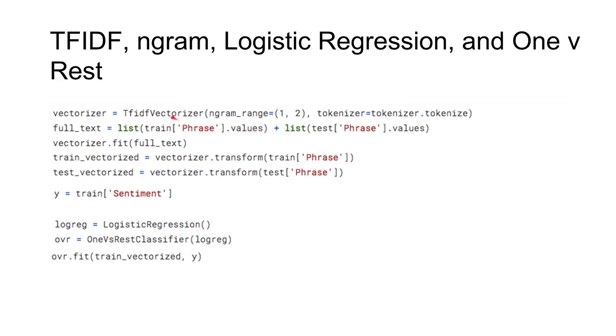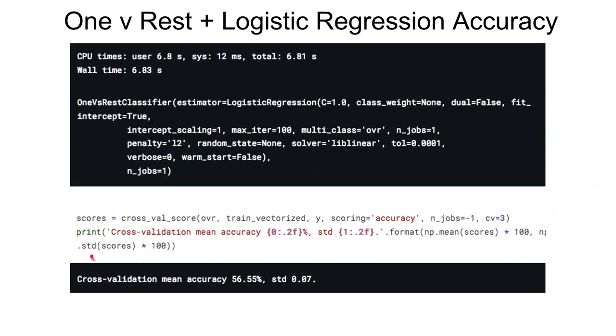We do have a TF-IDF vectorizer that will give it 1 to 2 n-grams, and then we tokenize it here. We take the full text and we basically merge it together in order to create our vectorizer fit, and then we train and transform our train and test phrases, set up our sentiment, and then we do all of our testing. So this is a lot of stuff. I took a broad picture of the notebook or the kernel. If you look at the bottom.